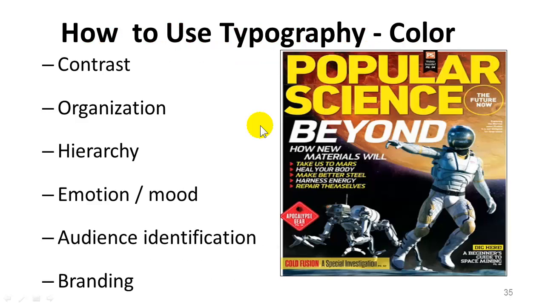Color can be a very powerful tool used in typography, obviously for contrast, organization, hierarchy, emotion, mood, also audience identification. Who's the audience? The user. So here on the right we have our popular science, and obviously our yellow pops out at us. Then we have another color here, which is a little bit smaller, different, more of an italic. Looks like it's the same typeface but a different shape.